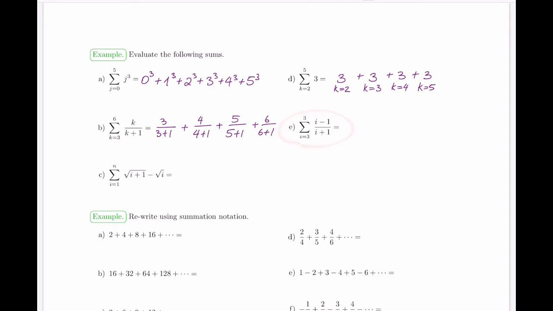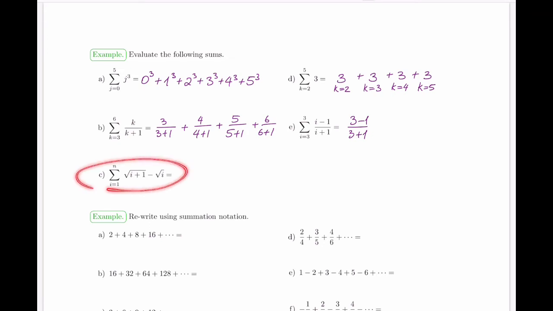Let's take a look at this one. So what I have is i is from 3 to 3. So between 3 and 3, there's only one index, which is 3 itself. So I only have one term here, 3 minus 1, 3 plus 1. And that's okay. No one says that a sum has to have any more terms than any specific number.